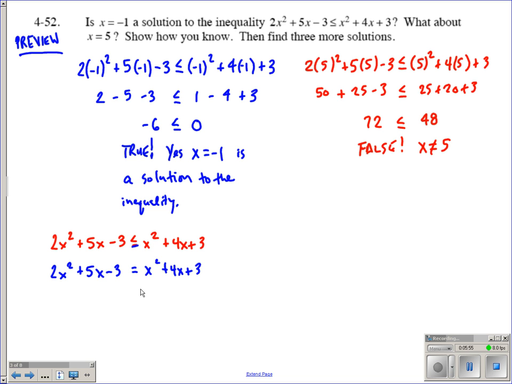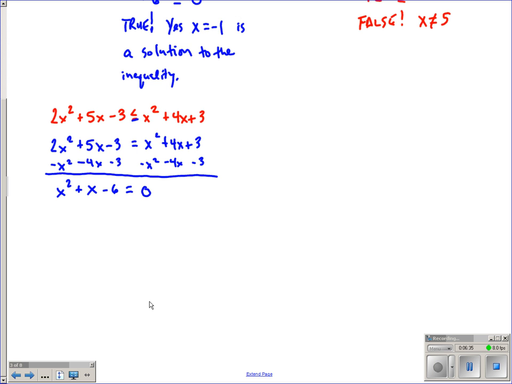So if we're solving this, we would subtract our x squared from each side. Subtract 4x from each side. Subtract 3 from each side. So 2x squared minus an x squared is going to give me just 1x squared. 5x minus 4x is going to be x. Negative 3 minus 3 is going to be negative 6. That should equal, since I did the inverse operation of each of these here, 0. If we continue to solve this, we can look to see, does it factor? And it does.